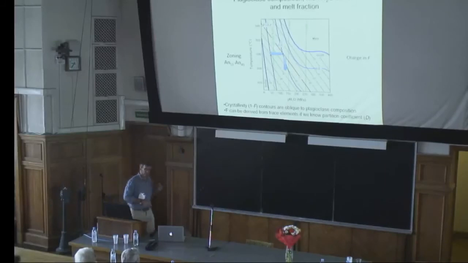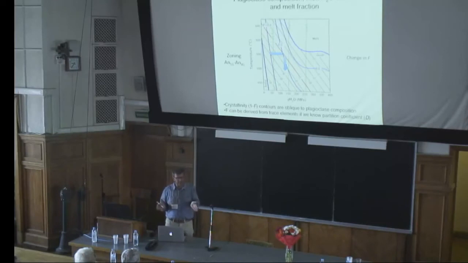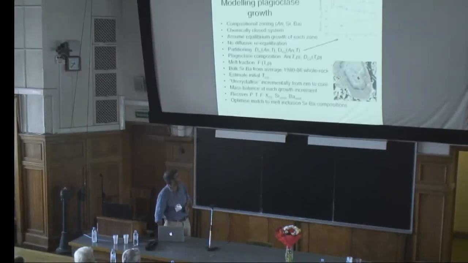So what we've done is we've started the program of analysing trace elements and anorthite across zoned plagioclase crystals. We're going to make the assumption that the system is closed, and we're going to navigate our way through pressure, temperature, melt fraction space. So, we make measurements with the ion probe from the rim to the core.